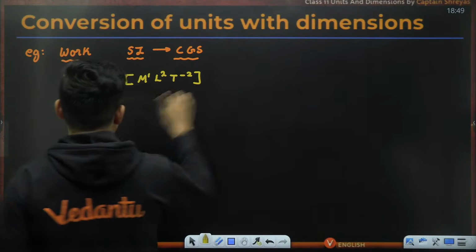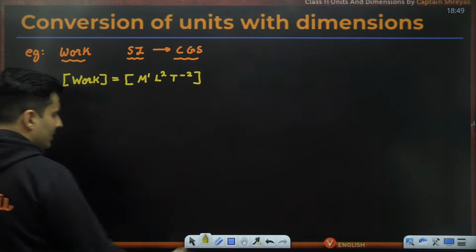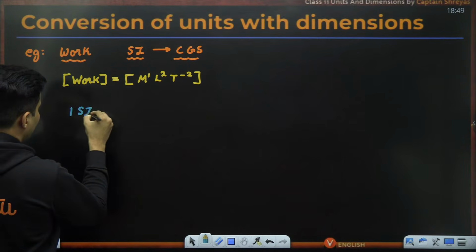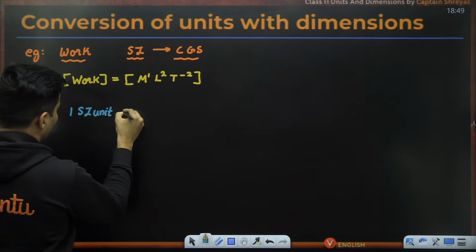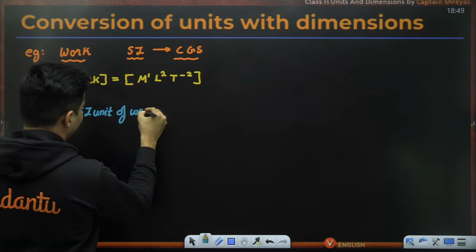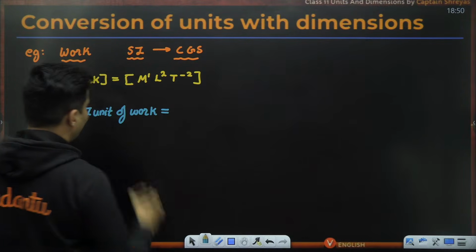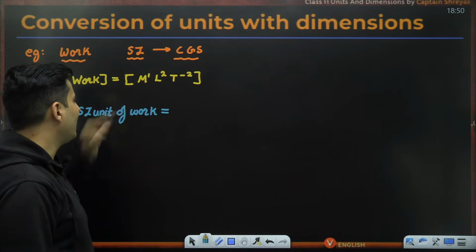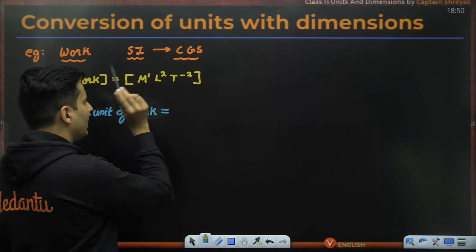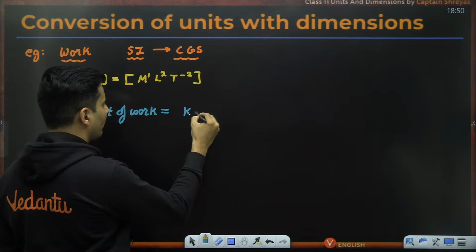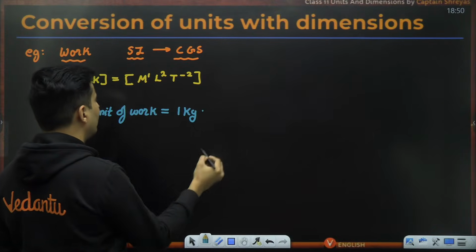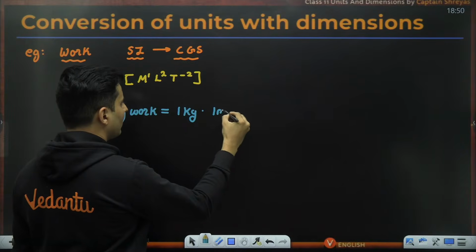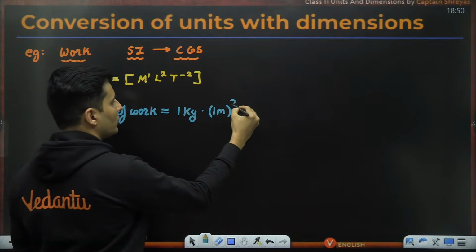Okay, fair enough. Now, once I know this, start off by writing one SI unit of work. What is one SI unit of work? Look at the fundamental quantities. Mass, the fundamental unit in SI, is nothing but kilogram. So it is 1 kg, raised to 1. Length is 1 meter, but length is raised to 2.